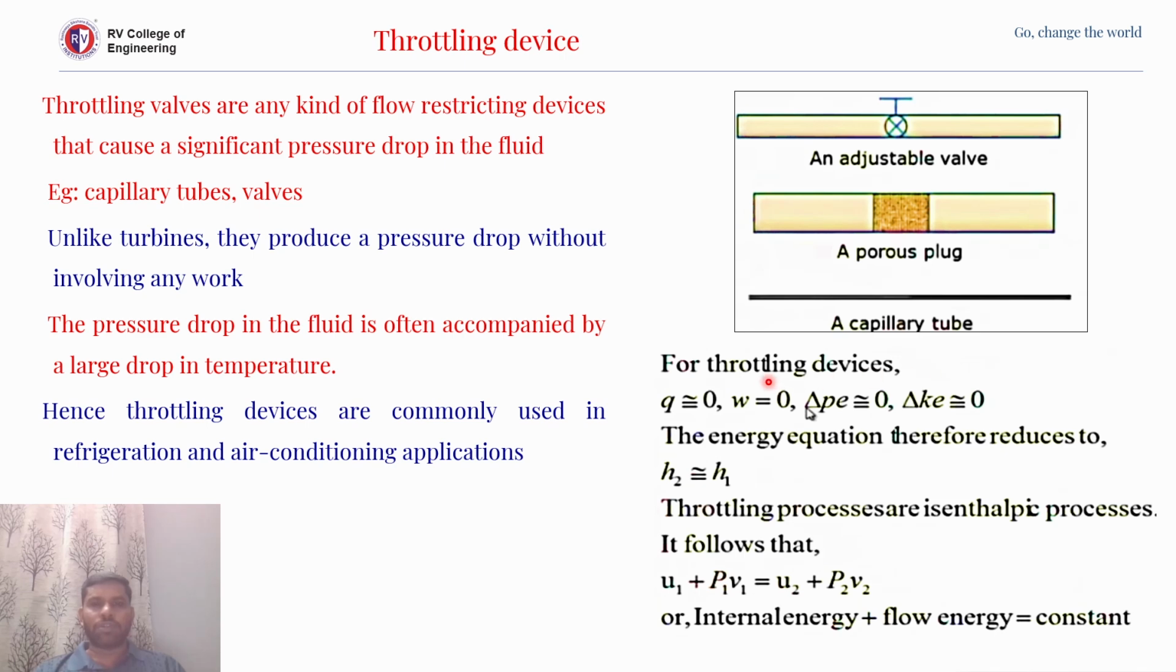Similarly, there is a device called throttling device, wherein the fluid is made to flow through a constricted passage. Because of that, its pressure and temperature get decreased. For a throttling device, Q will be 0, W will be 0, potential energy term will be 0, and kinetic energy term will be 0. Hence for throttling, enthalpy before throttling is equal to enthalpy after throttling. So this throttling process is used especially in refrigeration, either in terms of capillary tube or in terms of expansion valve.